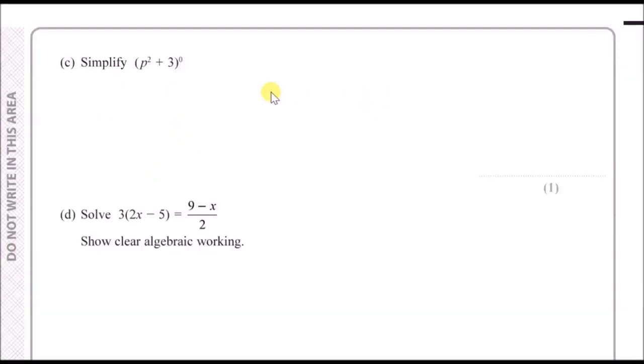Alright, part C. Now simplify all of this to the power 0. Well, you don't even need to think. We just have to realize that anything to the power 0 is always 1. Okay, and that's it.